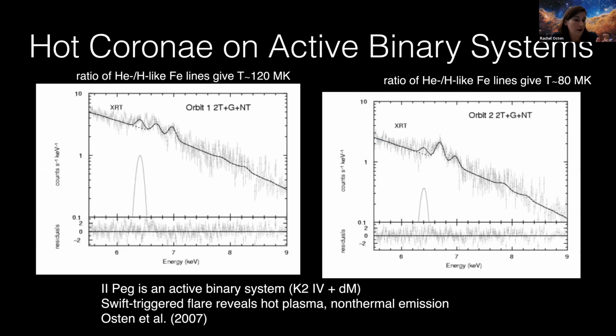We can see from the spectroscopy, looking at the ratio of helium to hydrogen-like iron lines, you can get a temperature constraint along with the Bremsstrahlung continuum, and there's evidence for this changing during the course of the flare. So that's consistent with our understanding of cooling happening in the decay phase of a stellar flare.